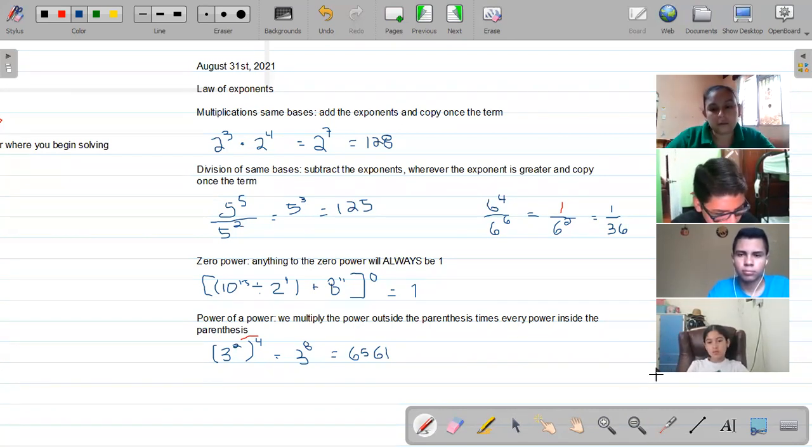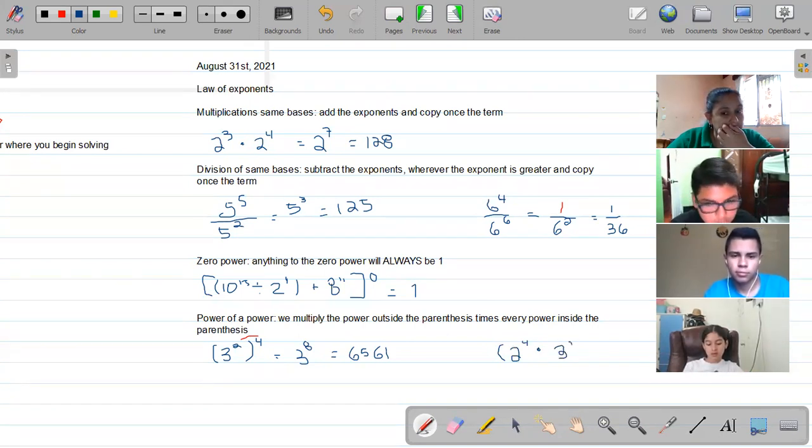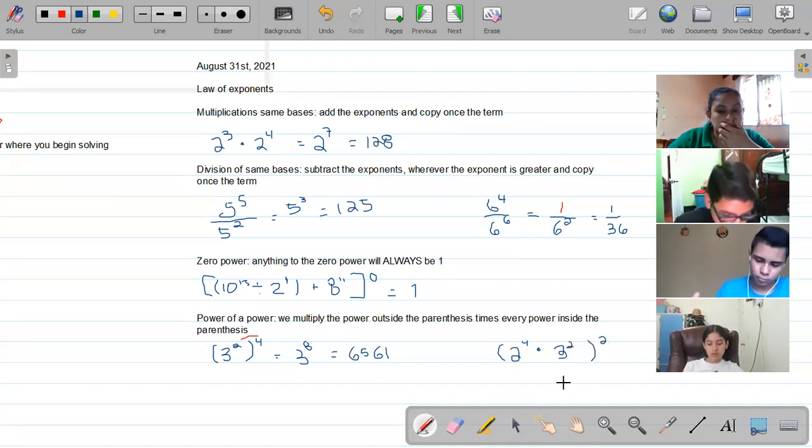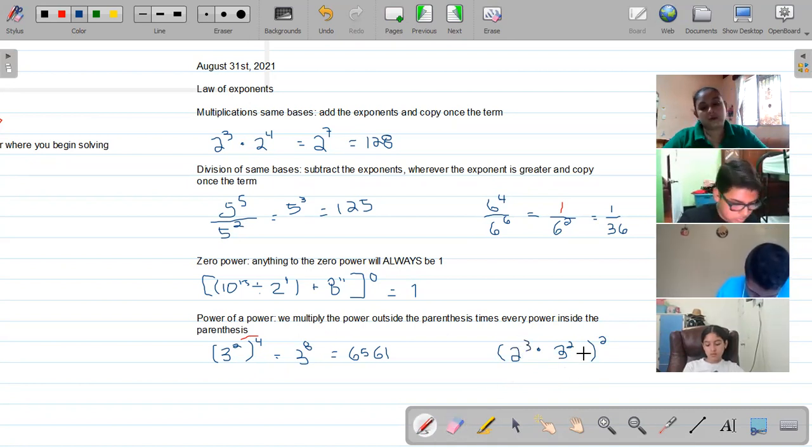Now, let's say, for example, the only case that we can do power of a power if we have another operation is if we have a multiplication. For example, we got 2 to the 4th power times 3 to the 2nd power and everything to the 2nd power. Let's make this smaller, okay? Let's make this to the cube. 2 to the cube times 3 to the square and everything to the square.